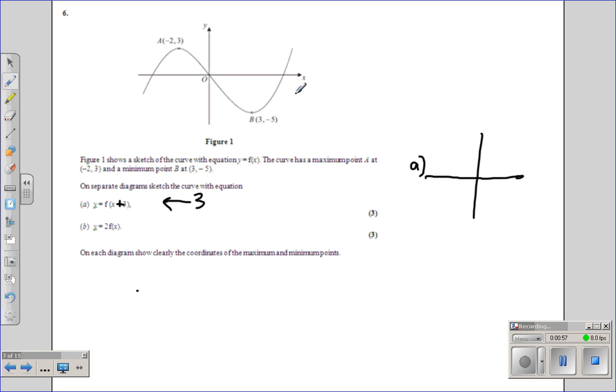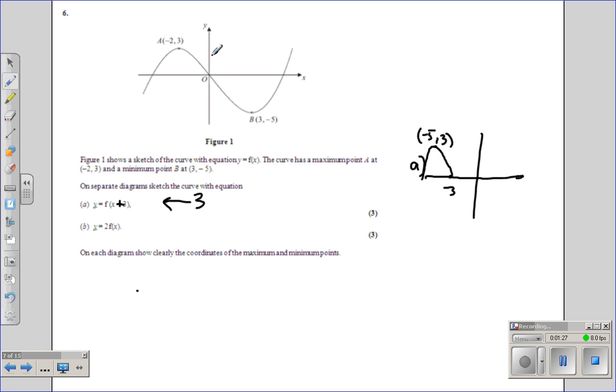Try and imagine this graph moving along 3 units this way. So this bit at the origin would now be here at -3. This bit up here, it's already at -2, so when we move it back, it would be -5. Here. It would still be the same height. It hasn't gone up or down. So it would go up here and up here.